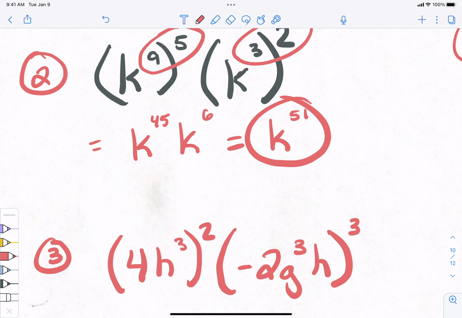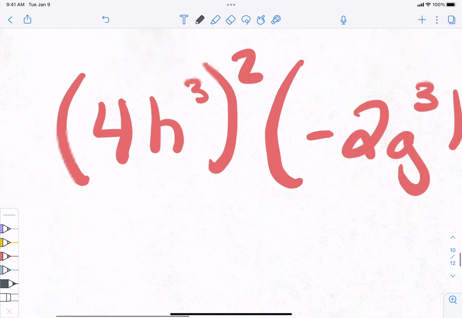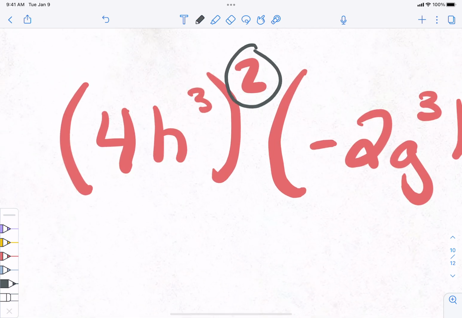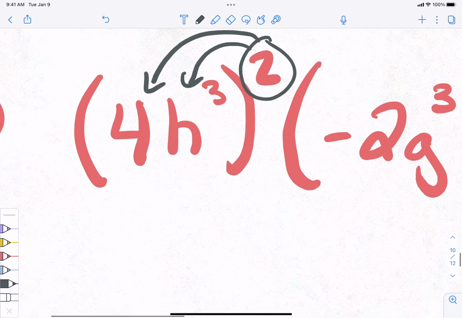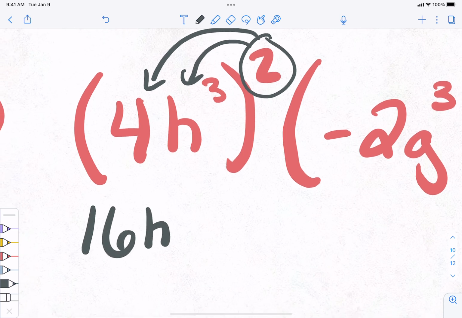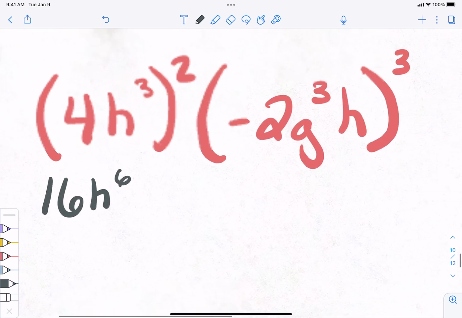Okay, here's number 3. Third one. 4, 8. Okay, you're half right, Isaac. What'd you forget to do? You have to distribute the 2 through. It's 8. 4 squared, it's not 8 though. 4 squared is 16. You're right, H to the 6th power.